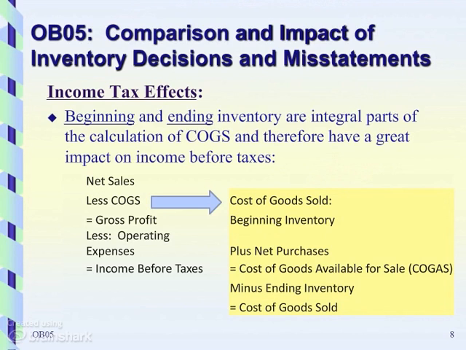As you can see, your cost of goods sold, which is broken out and highlighted in yellow, begins with the beginning inventory. You add any net purchases to give you your goods available for sale, or COGAS, and you subtract the level of the ending inventory to give you your cost of goods sold.